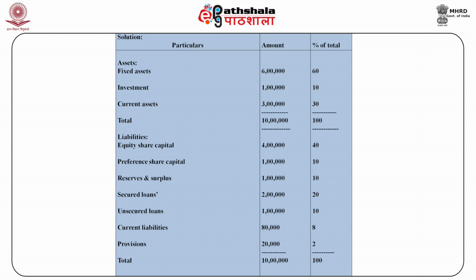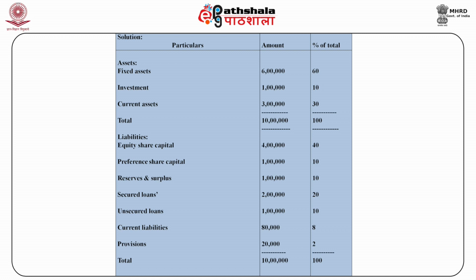Now we make the vertical analysis. That is, we start with assets. We have fixed assets of 6 lakh, that is 60% of the total. We have investments of 1 lakh, that is 10% of the total. We have current assets of 3 lakh, that is 30% of the total. And we have 10 lakh of assets.